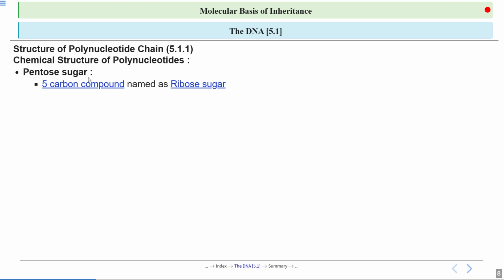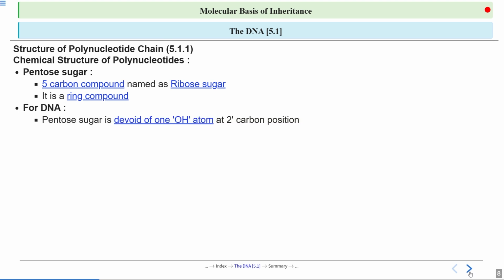What is a pentose sugar? As the name suggests, pentose, it is a 5 carbon compound, such as ribose sugar. This compound is made of 5 carbons. It is a ring compound. For DNA, the pentose sugar is devoid of one OH group at the 2' carbon position. As I told you, for RNA it is ribose sugar, whereas for DNA it is deoxyribose sugar.